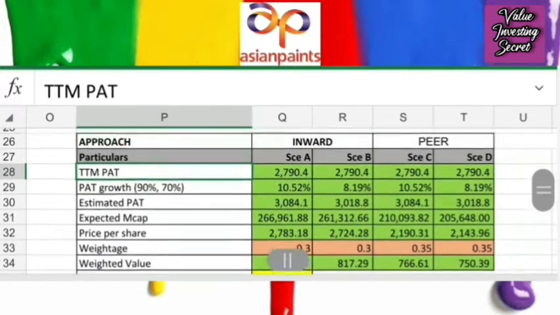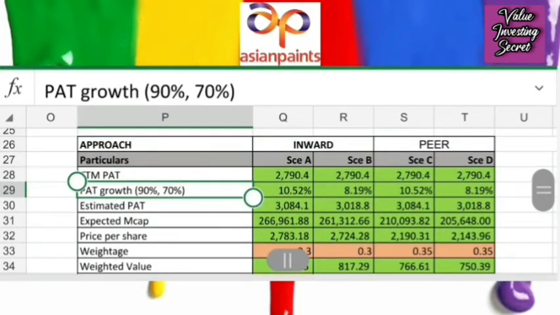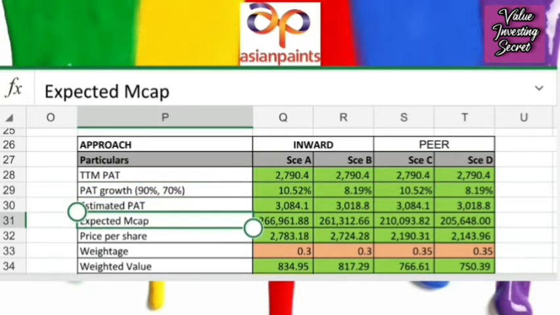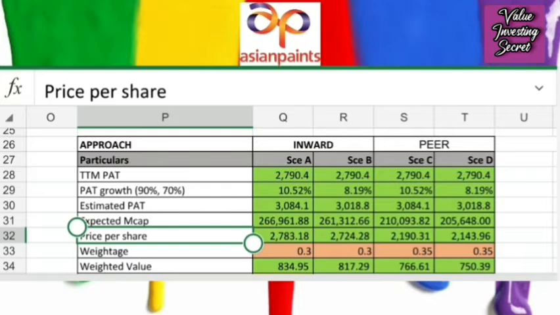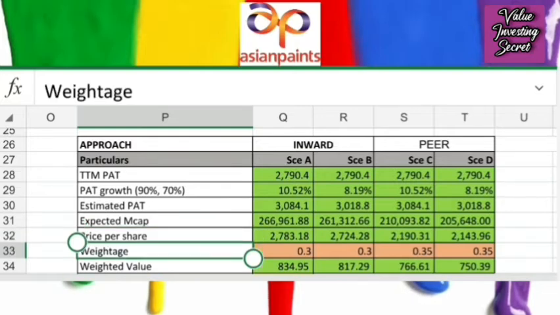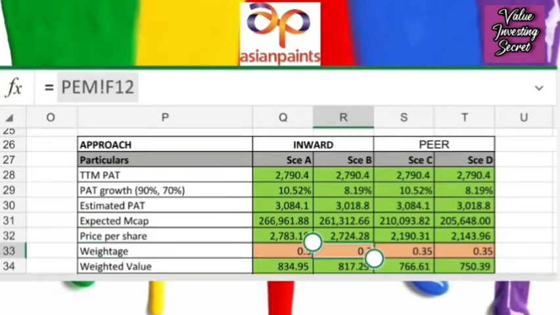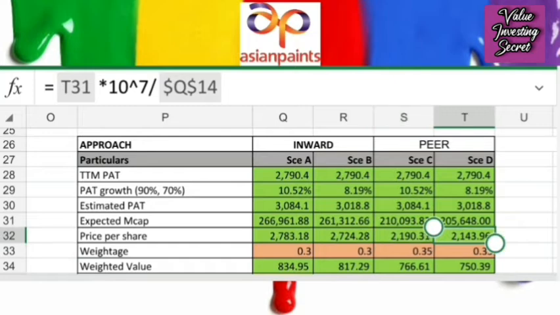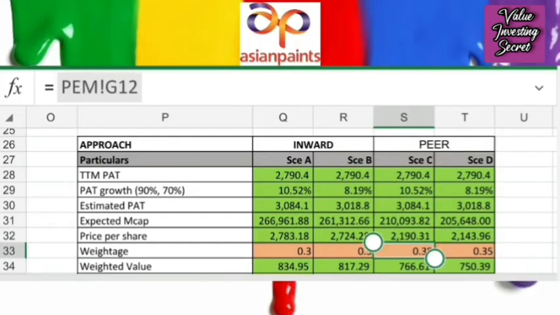So TTM PAT is calculated for inward and peers. I have taken 90% and 70% of actual PAT, so that I will be more conservative than aggressive. Then I calculated estimated PAT and expected market cap, then price per share, and finally gave the weightage for each scenario. Here I have given 0.3 weightage for the inward approach and 0.35 for the peer approach, because I got comparatively less price in the peer approach.